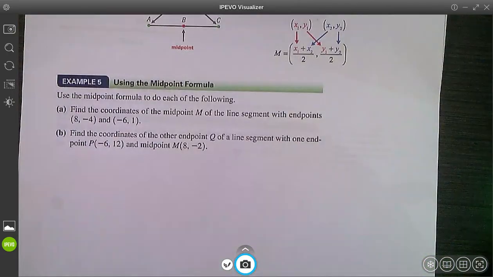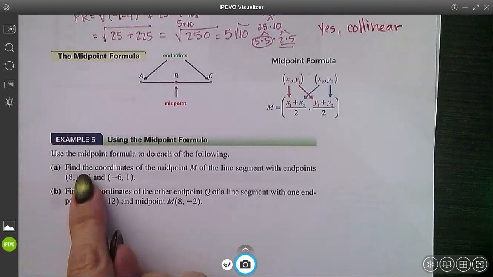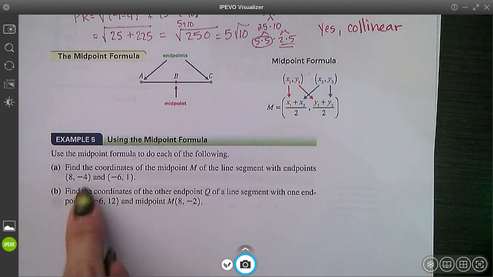Formula is where we're going to pick up. Use the midpoint formula to do each of the following. Find the coordinates of the midpoint with 2 endpoints, and find the coordinates of the other endpoint if we have one endpoint and the midpoint.